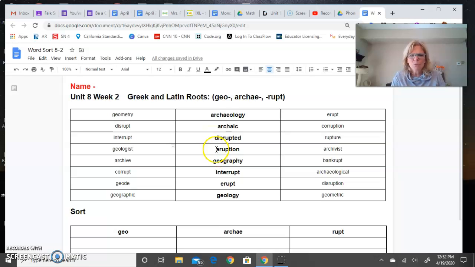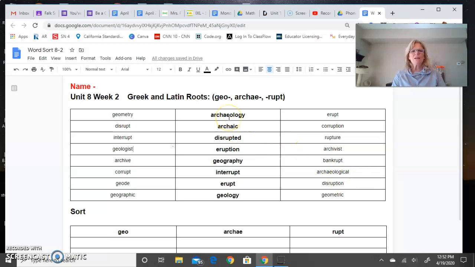Broke something up. Eruption, you know what that means in a volcano, so the volcano broke up. Interrupt, again, I think we already had that one. Erupt, break apart. Oh, there's erupt again. Corruption, that has to do with corrupt, but it's the act of corruption. Bankrupt, that means you've lost everything. So you've broken apart your finances. And disruption, again, I think we already had disrupted, disrupt. It's the act of disrupting.